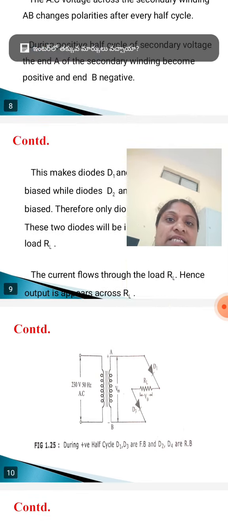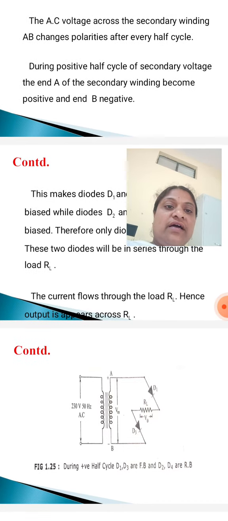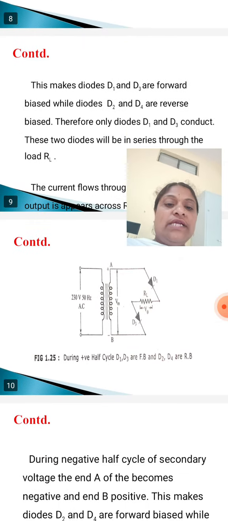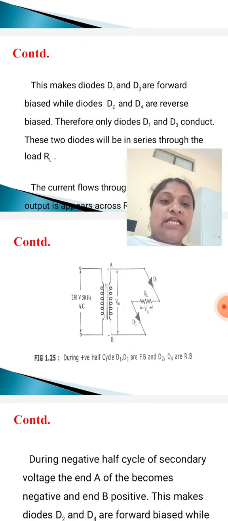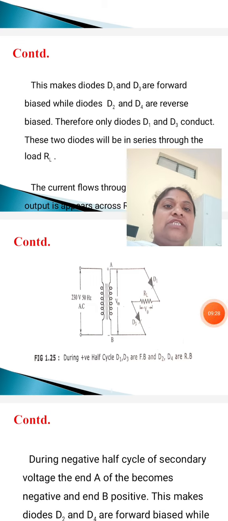I repeat the operation once again. During positive half cycle of secondary voltage, end A becomes positive and B becomes negative. This makes diodes D1 and D3 forward biased and diodes D2 and D4 reverse biased. Therefore, only diodes D1 and D3 conduct current, while D2 and D4 do not conduct because both are open switches.